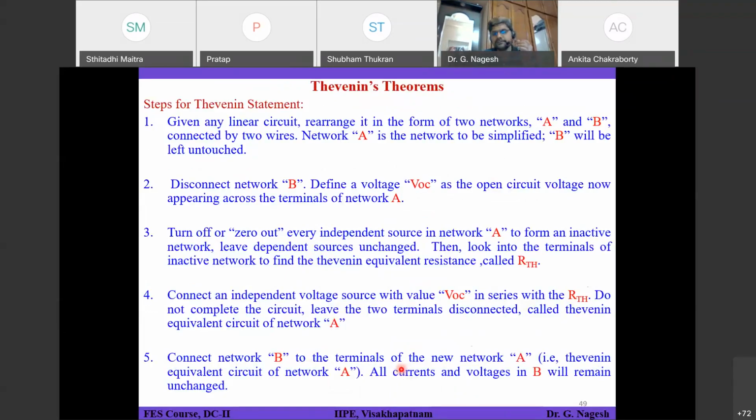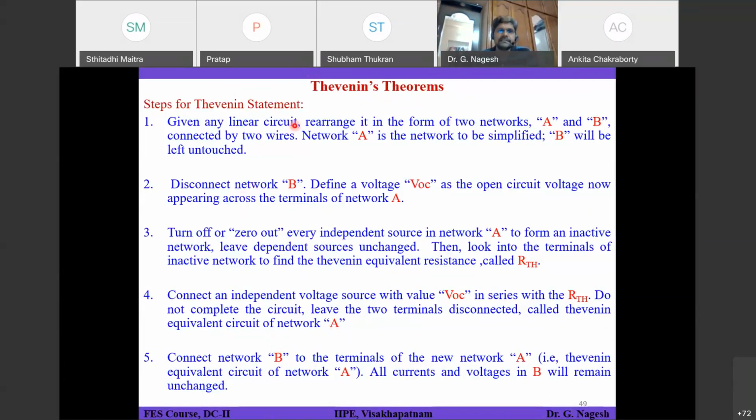So these are the steps I have given. Even though there seem to be 5 steps, if you go to the example, you will clearly understand. There's nothing much complexity in that. All the nodal analysis methods, whatever you studied till now, those only we will apply in the form of different steps. That's all.